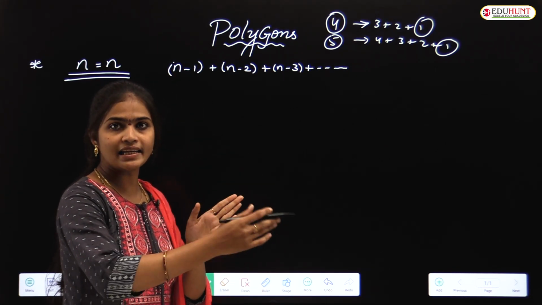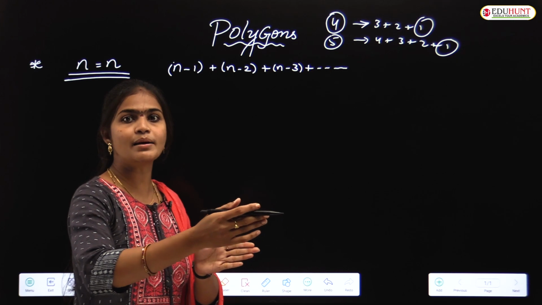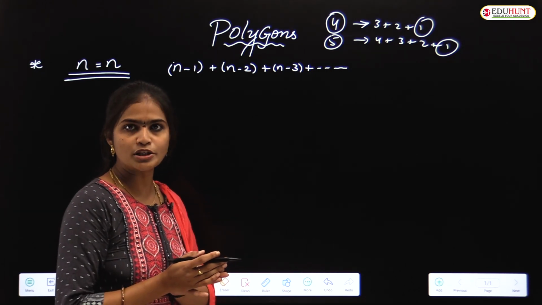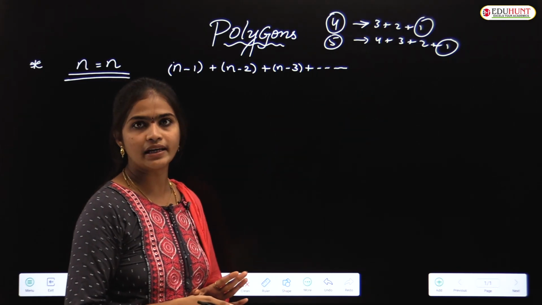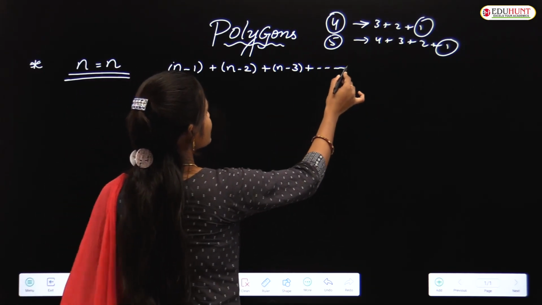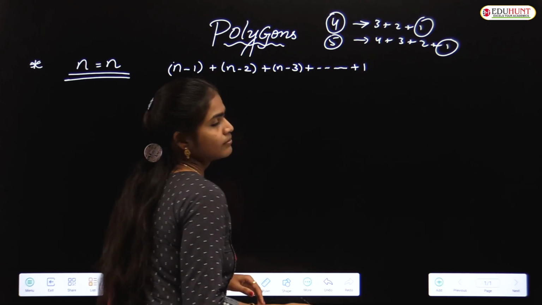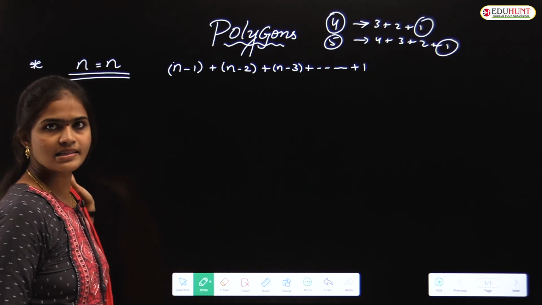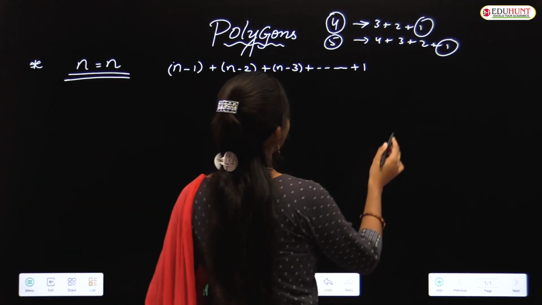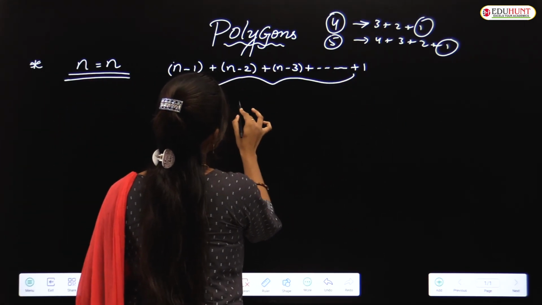Why? Because we are taking the decreasing order. Decreasing order numbers up to 1, natural numbers only, no? Natural numbers start from 1. So here it ends with 1. That's why the last one is 1, the previous number is 2, the one before that is 3, and in the same way. So this is for the number of line segments.